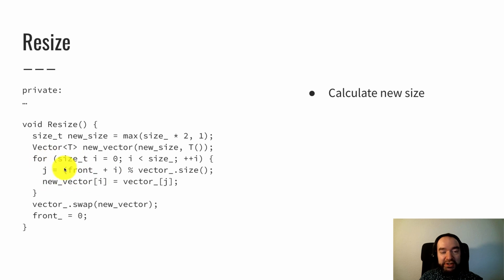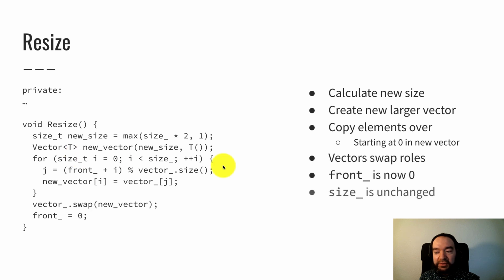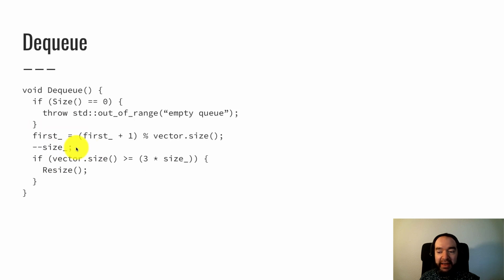So after this for loop finishes, we copied all the elements out of the small old vector into the new big vector. Then the two vectors swap, so they exchange their contents, and now vector holds the new larger vector object, and the new vector variable is holding the old small vector, and new vector goes out of scope right here and gets freed automatically due to RAII. Finally, the one detail of front, we set front to 0 because that's where the front of the vector is now. Note that we don't change the size because the size is still the same. We didn't change the number of elements in the queue, we just changed the capacity of the vector that holds them. So this is linear time when it happens.